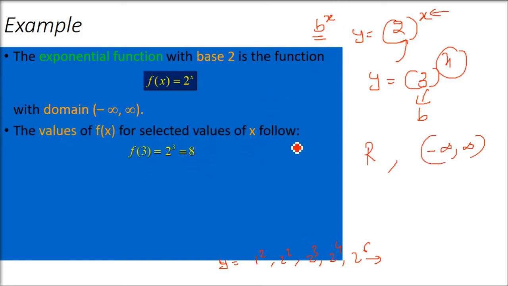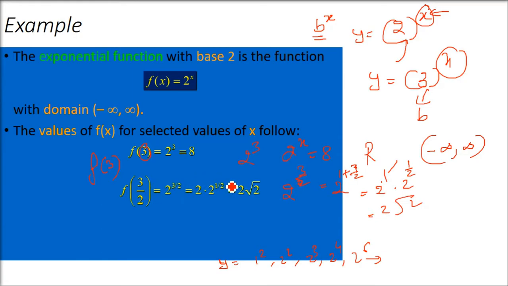Let us take an example here. 2 to the power x we are taking. So 2 to the power x, if you want to find out f(3), so 2 cube, 2 to the power 3, which is 8. Take any other number, say a fraction, which is a real number, 1.5, 3 by 2. So 2 to the power 3 by 2 can be written as 2 to the power 1 plus 1 by 2. 1 plus 1 by 2 is 3 by 2. So this is 2 to the power 1 into 2 to the power half. 2 to the power half is actually root 2. So this can be written as 2 root 2.